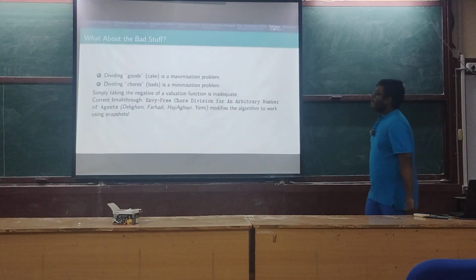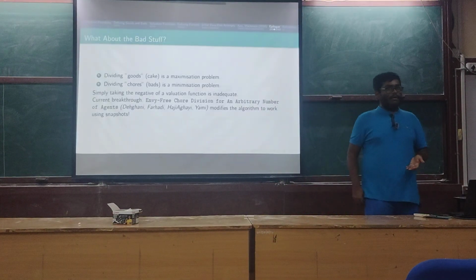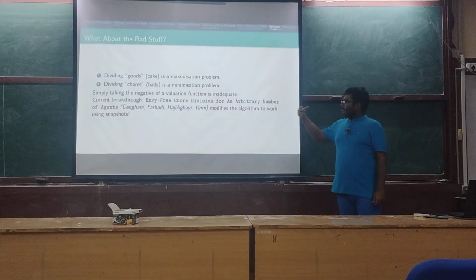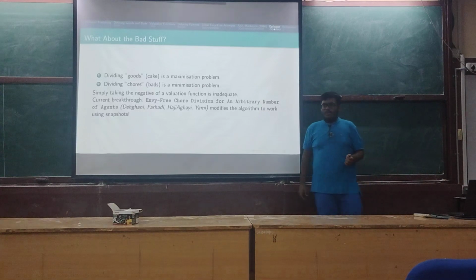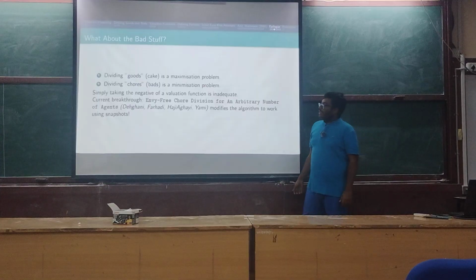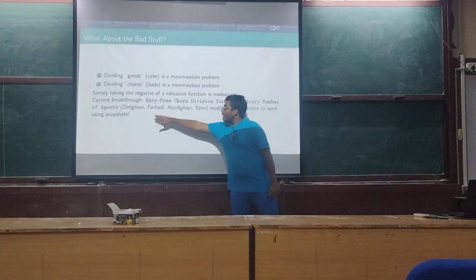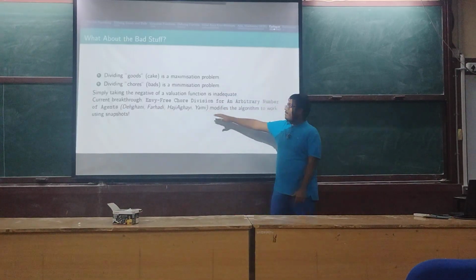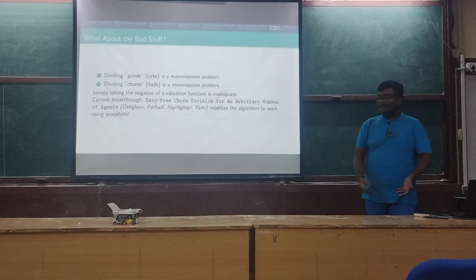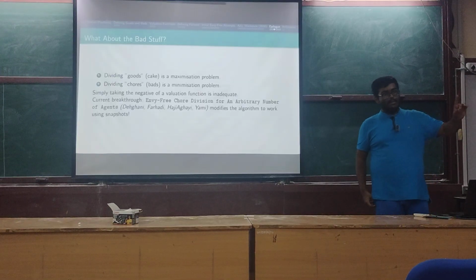And what about the bad stuff? It is just a minimization problem. But do note that we cannot just take the negatives of the valuation functions, because remember we took them to be non-negative and less than or equal to 1. There was a recent breakthrough which I could find in 2018, which was envy-free chore division for an arbitrary number of agents, by Dehghani, Farhadi, HajiAghayi, and Yami. It modifies this algorithm a lot and is even worse in complexity, because it uses a lot of snapshots to take this negativity into account, since just assigning a negative value does not work.